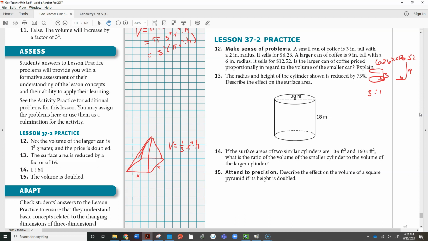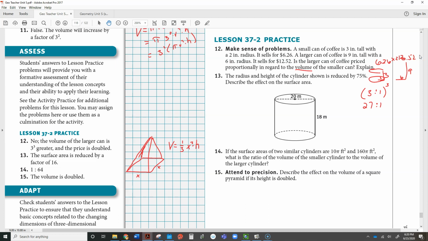Yeah, so well, proportionally with the volume. So yes, if this is the scale factor 3 to 1, then we would cube that and it would be 27 to 1. That's how the volume would change, but the price is only times 2.